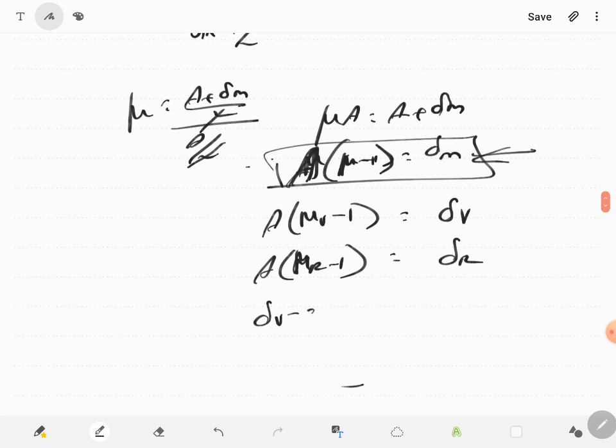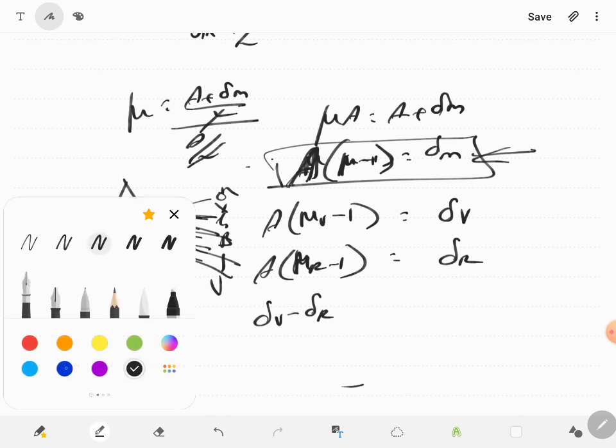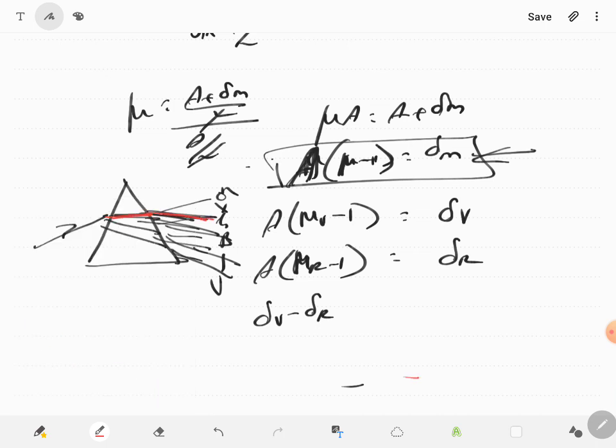And so we can write delta V minus delta R, where white light is getting scattered through a prism and comes out as VIBGYOR, with everything bent, but violet being bent to the largest angle and red bending to the smallest angle. Why? Because red has the longest wavelength, so it's able to reach the outer surface quickly. So delta V minus delta R is the deviation between the violet light at the bottom and the red light at the top.